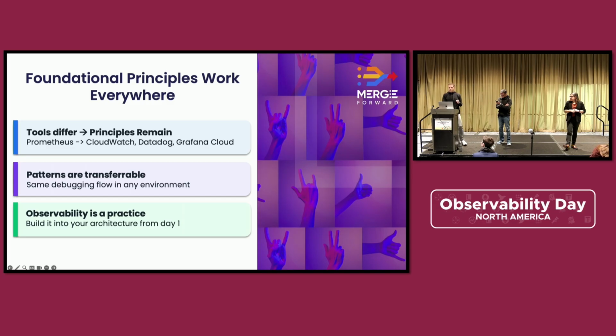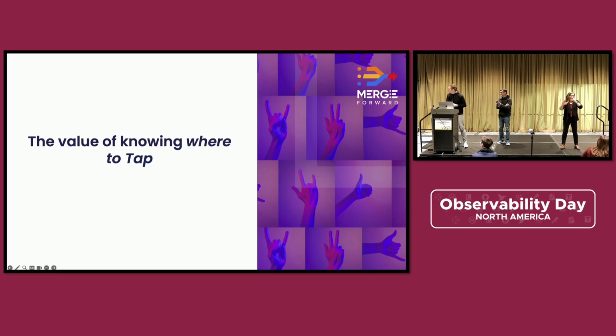When we talk about observability, there are foundational principles that work everywhere, regardless of what software you use. The tools may differ, but the principles remain the same. Prometheus could be CloudWatch, or Datadog, or Grafana Cloud. Patterns are transferable, so you can use the same debugging flow in any environment. Observability is a practice. Build it into your architecture from day one. So this kind of talks a little bit about the story that Sandeep just went over.